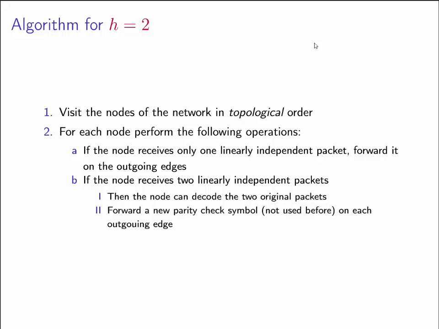If the node only receives 1 packet, it will just forward it. If the node has in-degree 1, it will just forward this packet over the outgoing links. If it receives 2 independent packets, or more, it doesn't matter, it doesn't have to receive more than 2, because from any 2 independent packets we will be able to decode the original packets, so we can do whatever we want. Once we decode those 2 original packets, we will create a new symbol that was not used before from this (g,2) MDS code, and just forward it over the outgoing link.